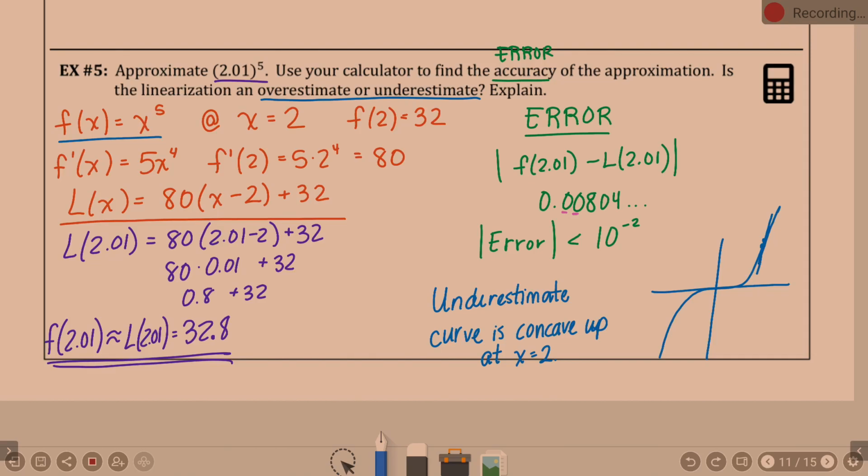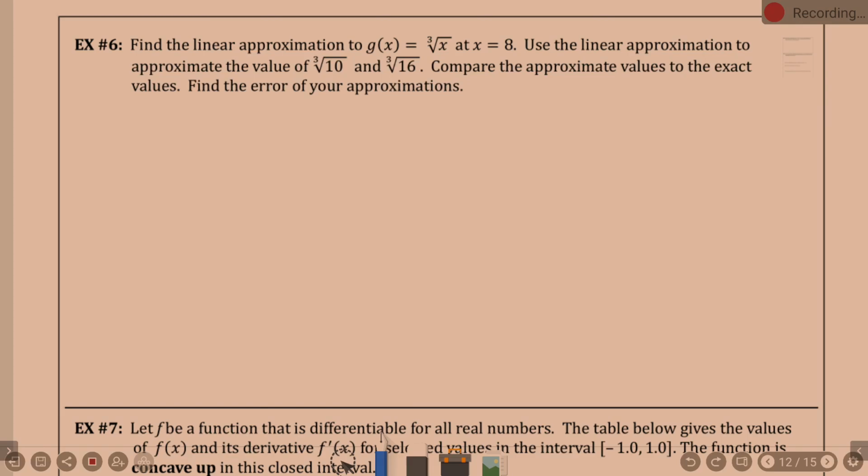Okay, number 6. Find the linear approximation of g(x) equals the cube root of x at x equals 8. Use the linear approximation to approximate these values. Compare the approximate values to the exact values. Find the error of your approximation. Okay, so, find the linear approximation.